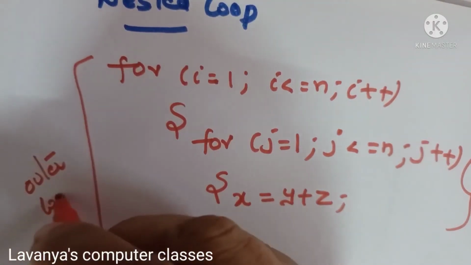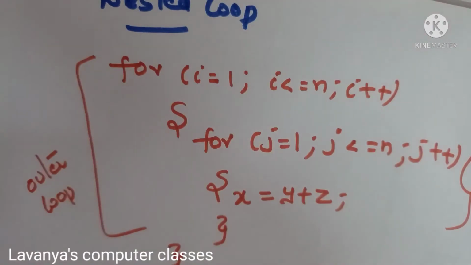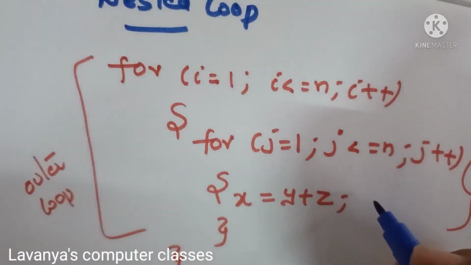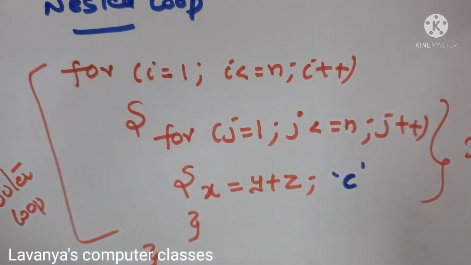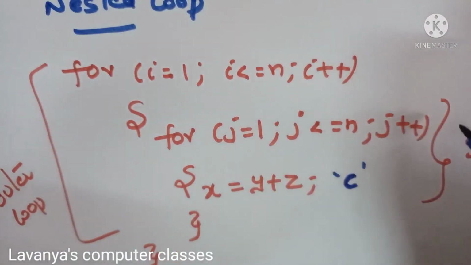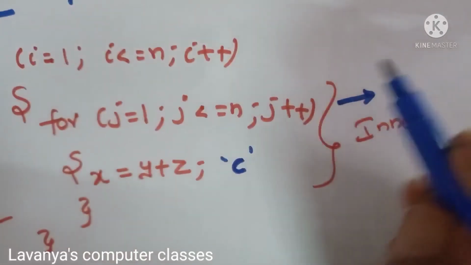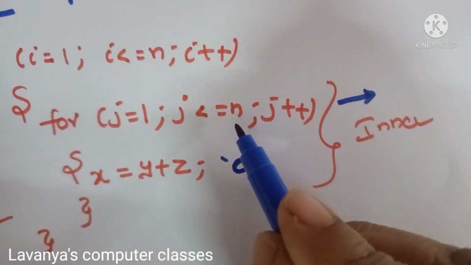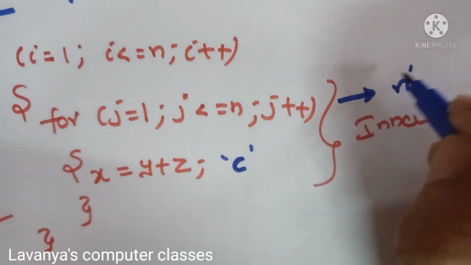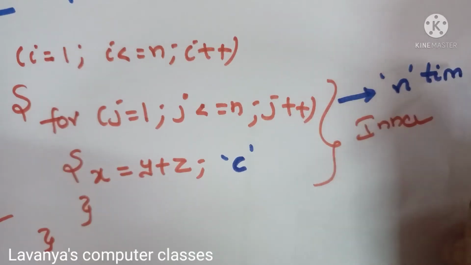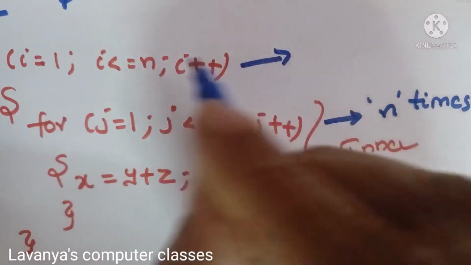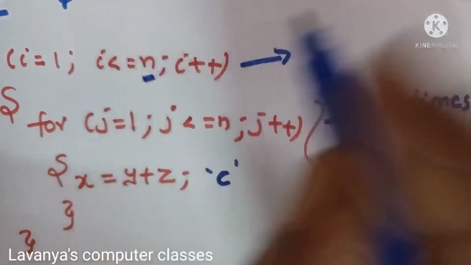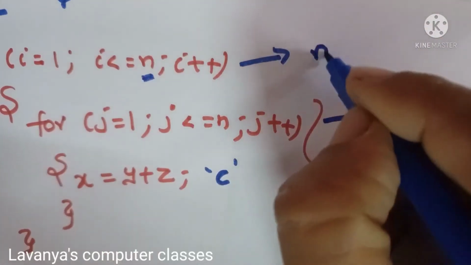That's why it is called a nested loop. Nested loop means one loop contains another loop. For x = y + z, how much time does this line take? Constant time. The inner loop is executed depending upon n times, and the outer loop is also executed n times.